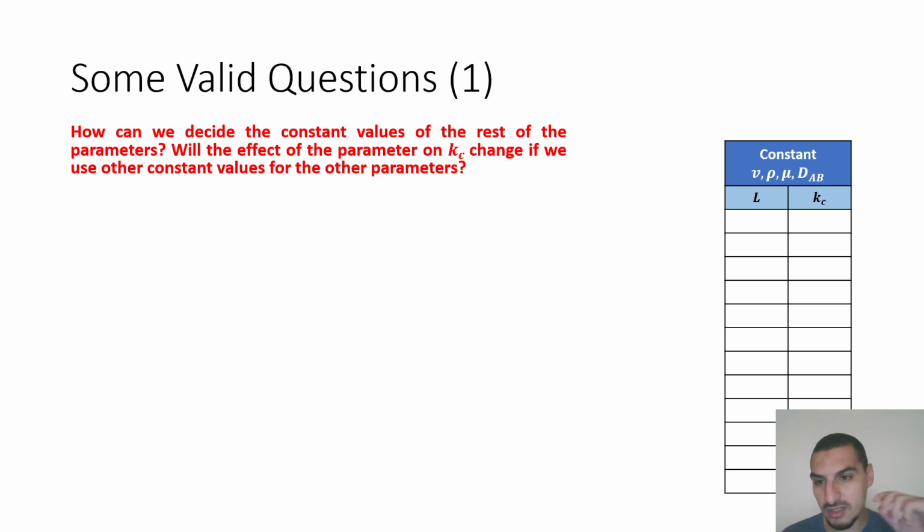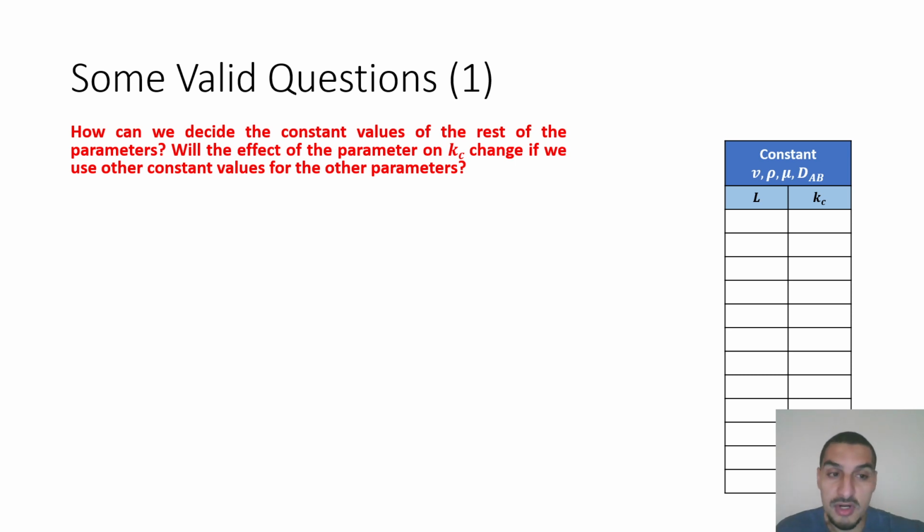Are you going to keep the velocity equals 1 meter per second, 2, 3? The density, you are using water, so you're using density of 1000, or you're using an oil with density 800. The diffusion coefficient, what's its value? So the question is, what is the basis on which you decide that these are the constant values you want to use? And how can you make sure that if you change these to any other constant values, this will not affect the results that you have?